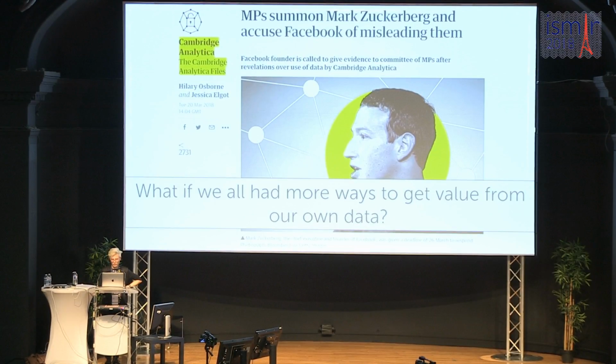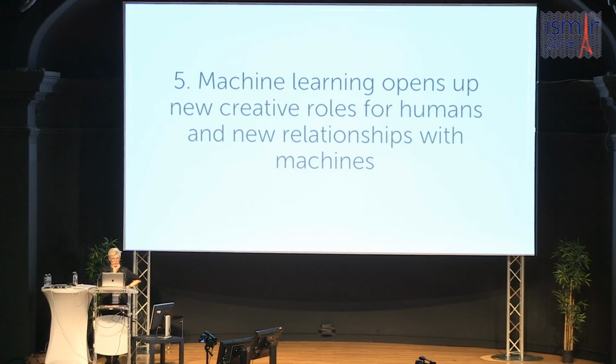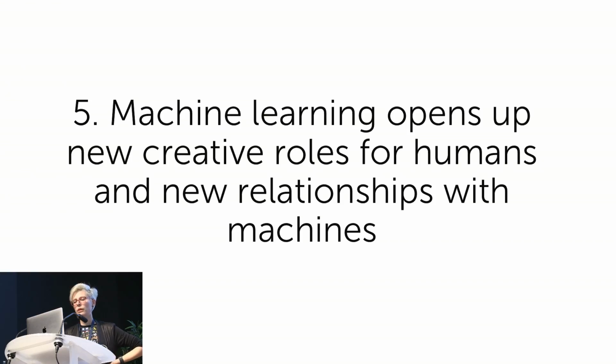And then the last point I want to mention in part 2 of my talk is this: machine learning can open up new creative roles for humans and new relationships with machines. And again, many of the composers and artists who I've worked with, this is foremost among their goals. They don't want to make the kind of art that you could make with a paintbrush. They don't want to make the kind of music that you could make with a piano. They want to do something else, or they want to be taking on a different role in that process.